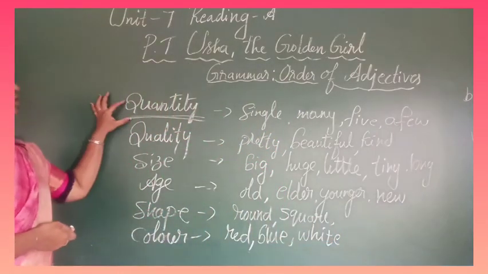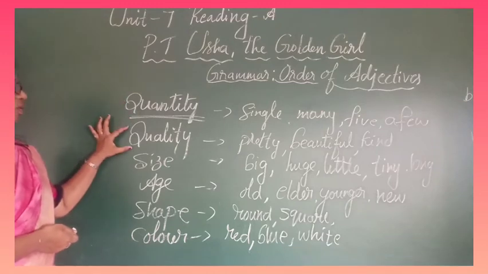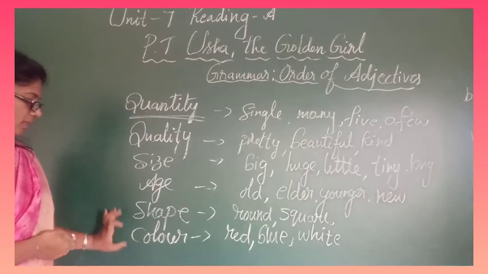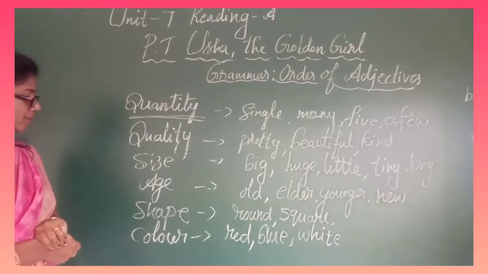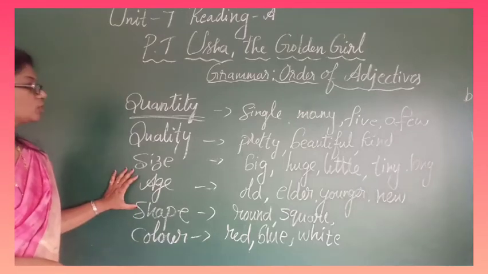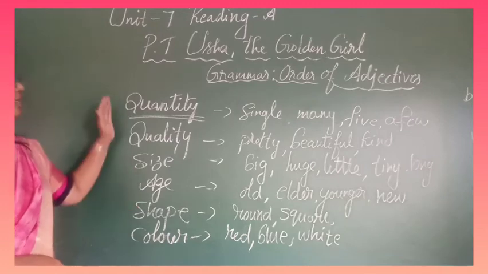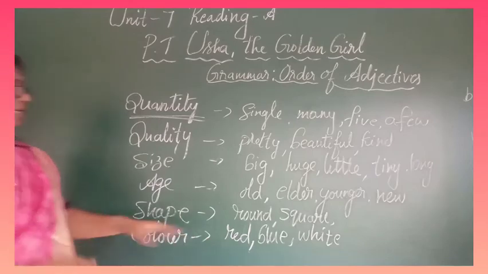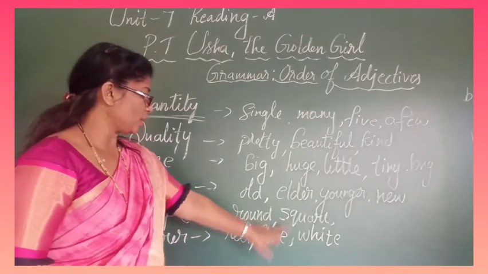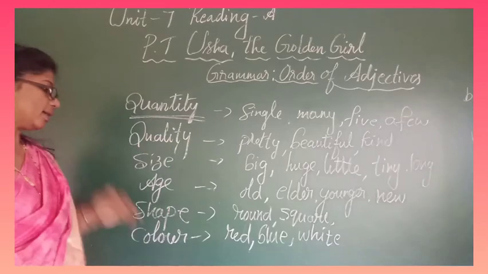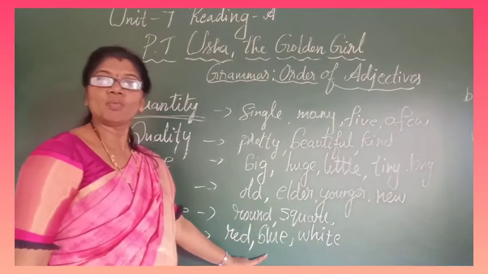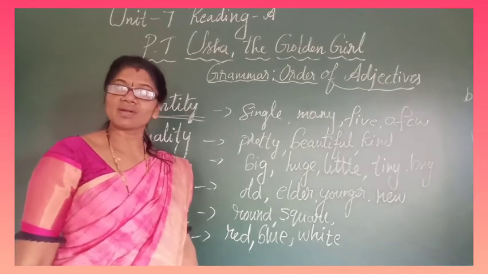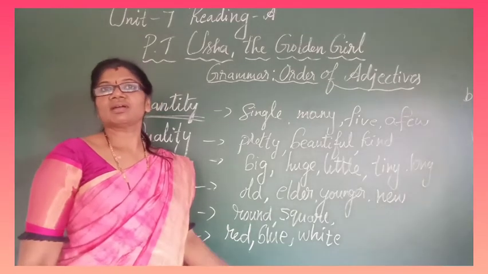Okay, now first quality, size, age, shape, color. Okay, then we still have the order of the adjectives not yet completed. Now if you want to describe a noun by using any of these, you can take only two, like shape and color. Then you can say, I have a square blue box. You cannot say, I have a blue square box. That's wrong. That doesn't sound good.